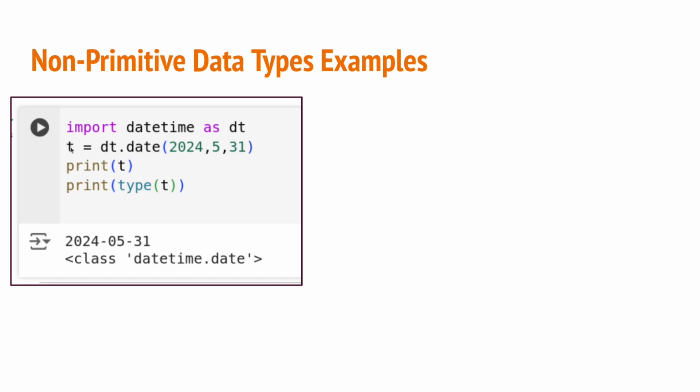And if I print this variable t, I see that it's 2024-05-31. And then if I print the type of t, it is telling me that it belongs to the datetime.date class, or it has a data type of date, which is not primitive to Python, but is present in this datetime module.